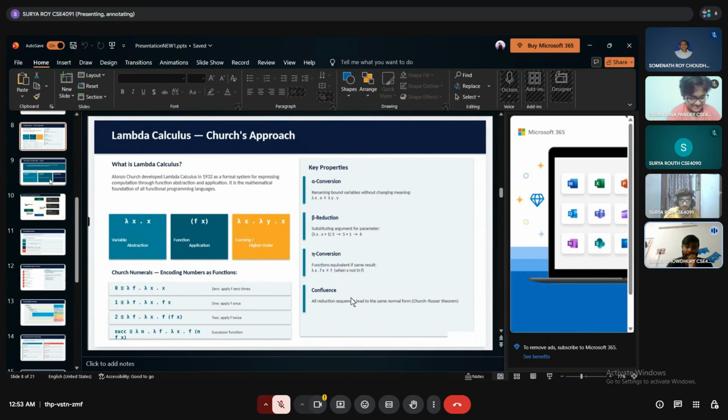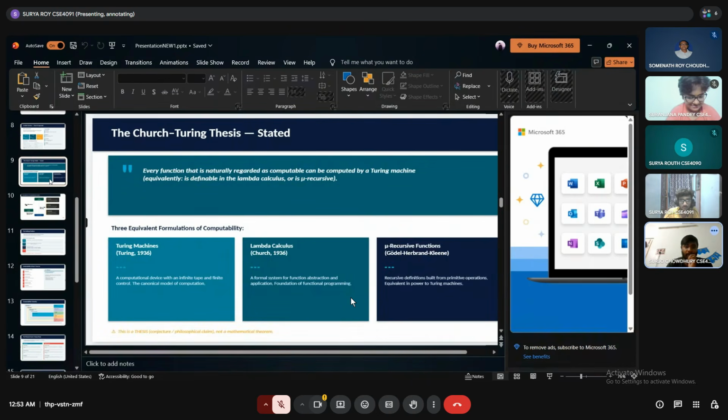Moving on to the next slide, we have the Church-Turing thesis. What it states is that every function that is naturally regarded as computable can be computed by a Turing machine. We have three equivalent formulations of computability. First one is the Turing machine, which was given by Alan Turing in 1936. A computational device with an infinite tape and finite control, the canonical model of computation.